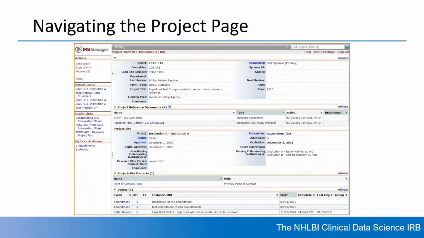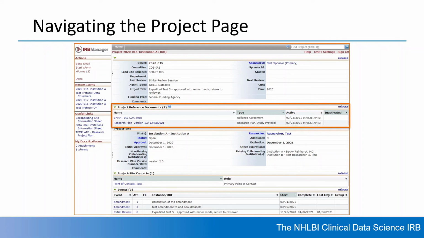On a project page, the user can find links to start study-specific Xforms, such as amendments or continuing review Xforms. The user can also access Xforms that were previously submitted for this project. The center of the projects page contains project-specific information. The top section of the project page is general information about the research project, such as the project ID number assigned by IRBManager, the study title, sponsor, and year of first review.